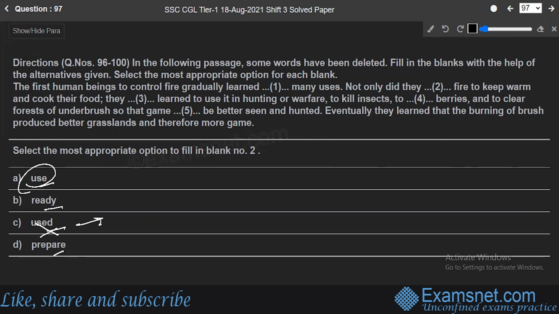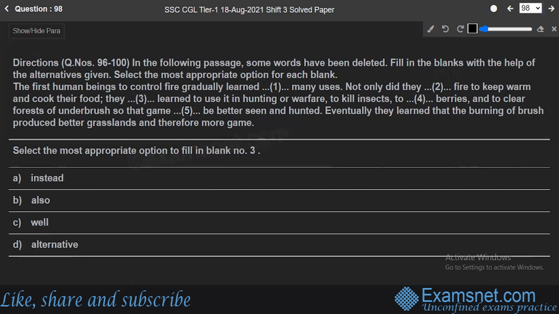Not only did they use. You will not make used over here. Why? Because this is the second form of the verb, and we are having a did over here. With did, we only use the first form of the verb. So we will use in this section not only did they use fire to keep warm and cook their food. Ready fire, prepare fire, used fire, they are incorrect. Option A, use, is the correct one.